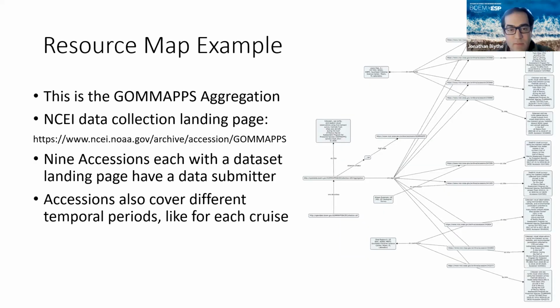So here's an example, the example of GoMaps that I went over before. There's the NCEI landing page for the collection, and that's my aggregation concept. And then underneath that are 9 aggregated resources, each of the NCEI accessions that contribute to that data collection.